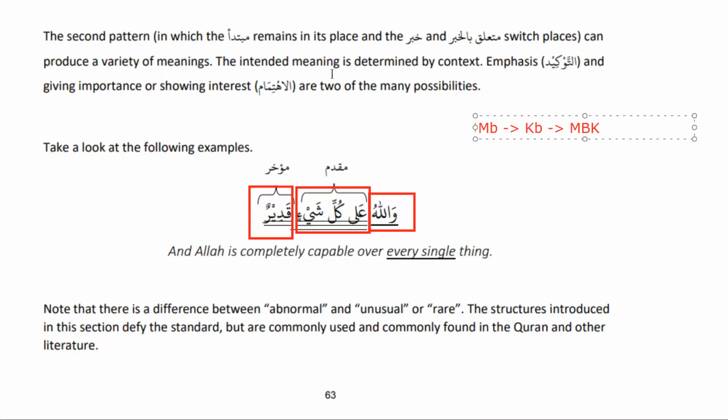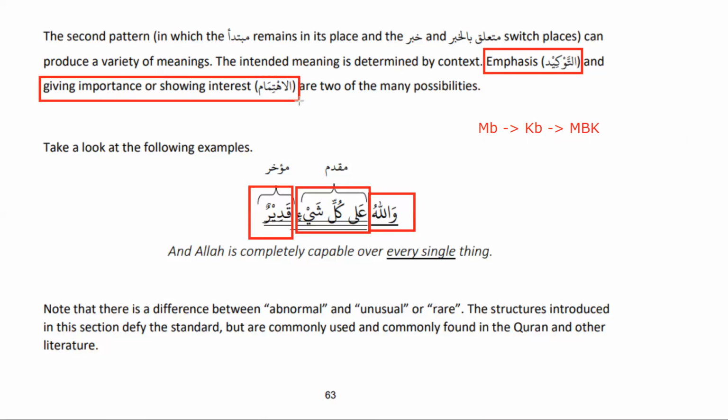The intended meaning is determined by the context. So the intended meaning can be what? Emphasis, taqeed, or giving importance or showing interest, that is called ihtimam. But there are other possibilities also. So these are two important possibilities that can be there. So let's see what effect it produced in the translation.